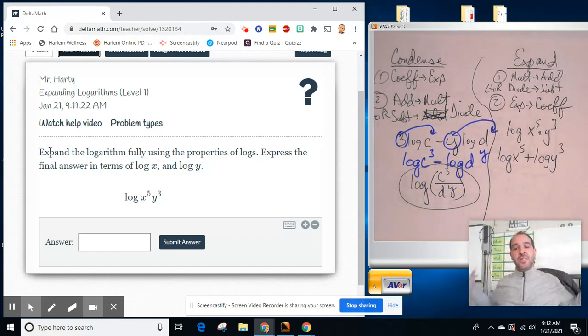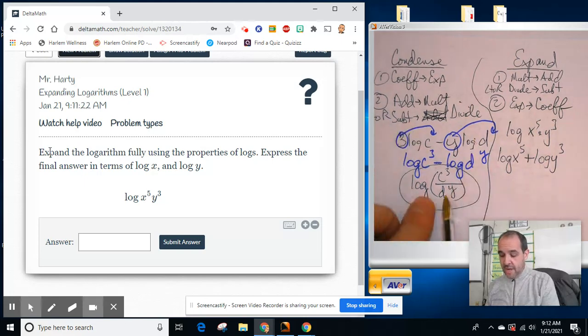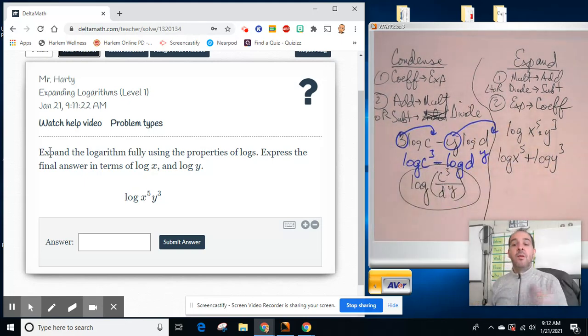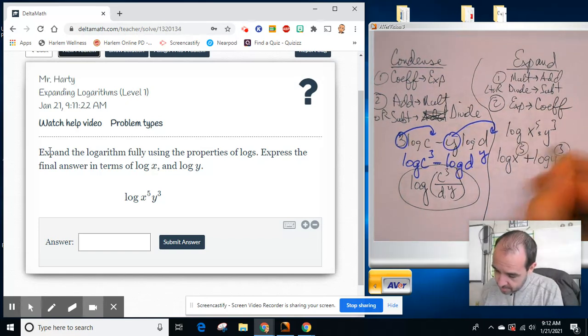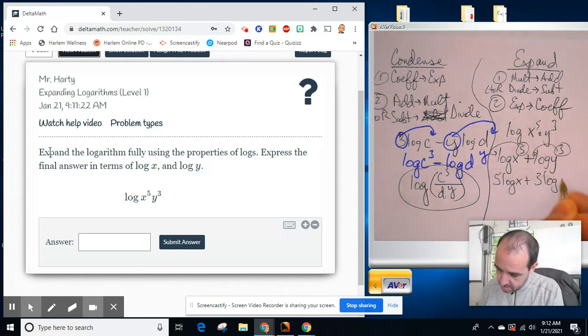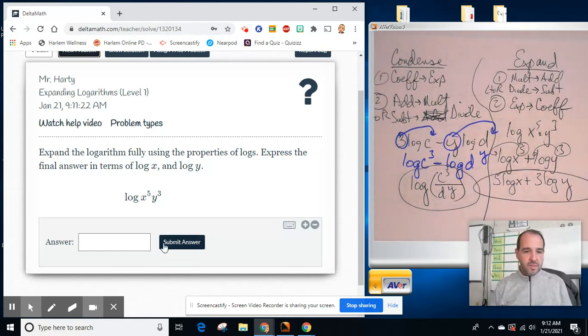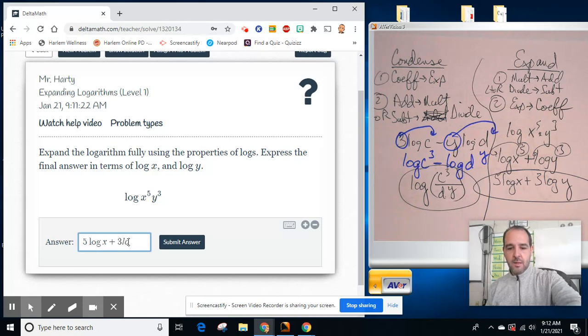The idea of expansion is I'm getting more logarithms. So here I went from many logs to 1. Now I'm going from 1 log to many. No division this time, but I do have exponents. Those are going to become coefficients. So let's see here. 5 log x plus 3 log y.